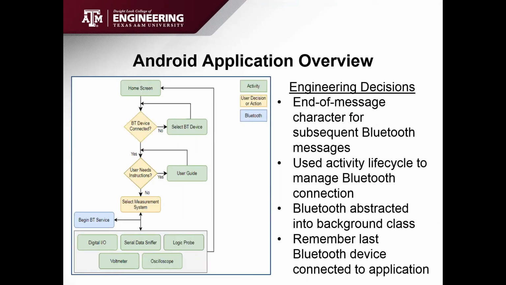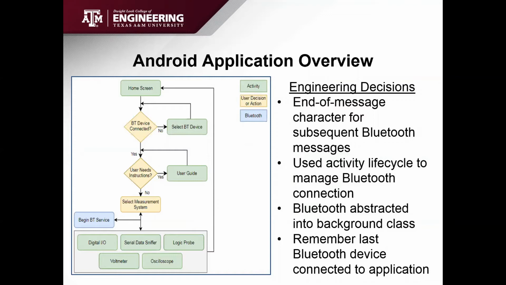Here's the overview of the Android application subsystem. On the left is a flow diagram for the application. From the home screen, the user can connect to a Bluetooth device or view the user guide if they need to know more about the Pocket Diagnostic system. After they've connected to a device, they can select a measurement system to use and transition into that activity that supports that subsystem. As this happens, the Bluetooth service class will be established and begin functioning.